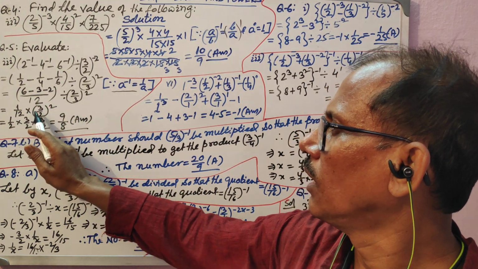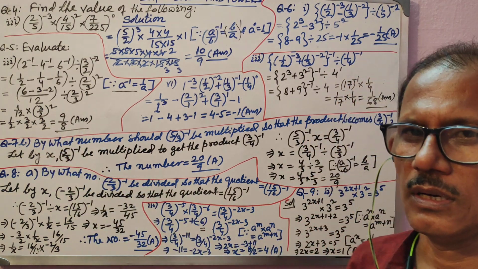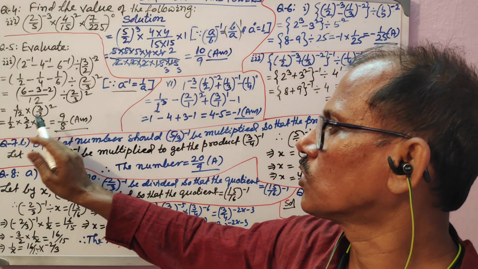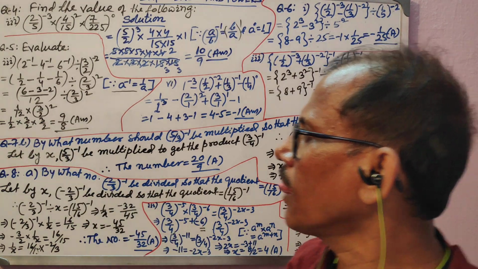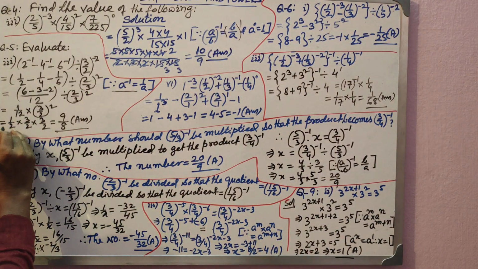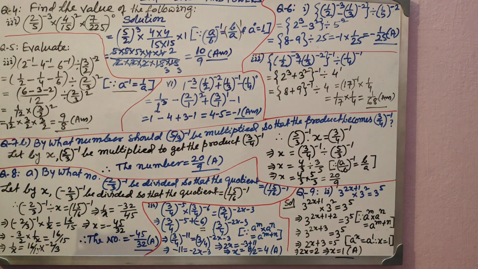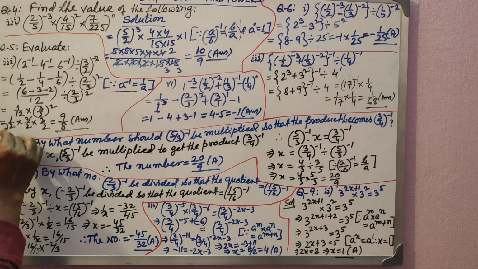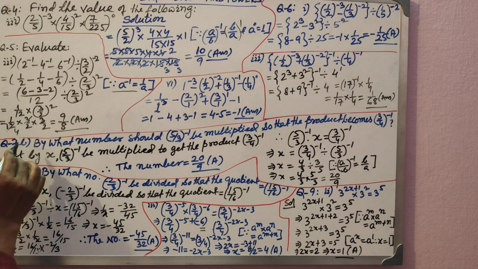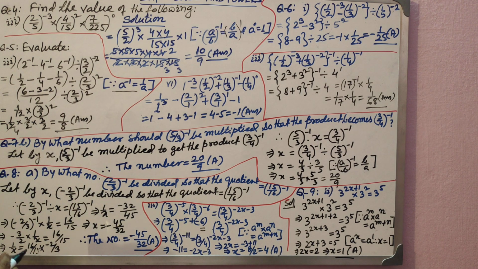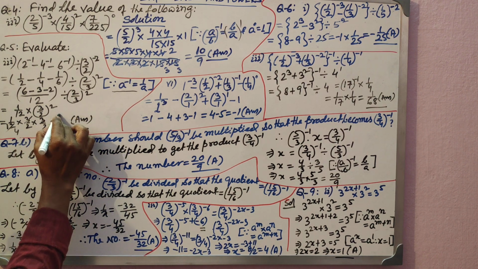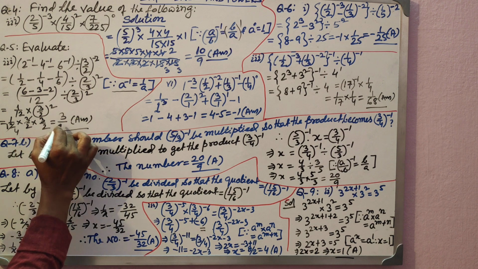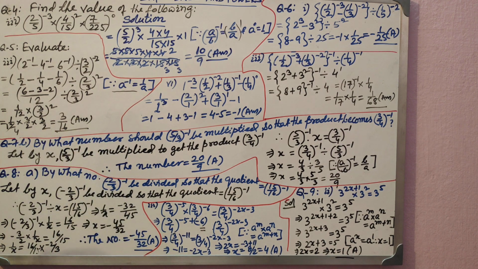So 1 by 12 into 3 by 2 raised 2. So 3 by 2 raised 2 will become 3 by 2 into 3 by 2. So 1 by 12, here it is 12, here it is 12. That means 9 by 4. This will be cancelled, 3 fours are 12. The answer will be 3 by 16. 3 by 16 will be the answer. I hope the answer matches.